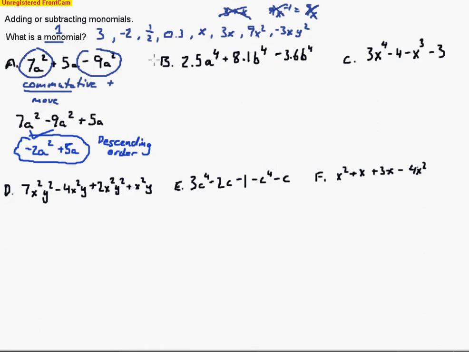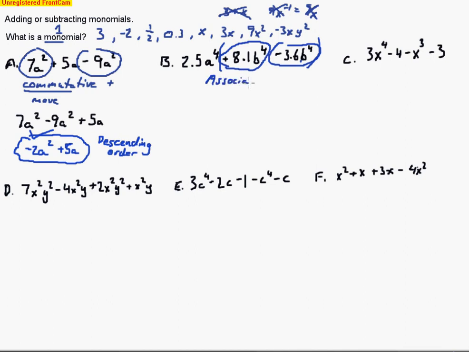So let's take a look at the next one here. Here we have nothing to combine with this 2 and 5/10 a to the fourth. There's no other a to the fourth here, but we do have some common terms. We've got a positive 8 and 1/10 b to the fourth, and a negative 3 and 6/10 b to the fourth power. So I'm going to collect those two terms. Since they're already right next to each other, basically I'm using another property. I'm calling this the associative property. I'm grouping these two terms together. So that's the property I'm using here.